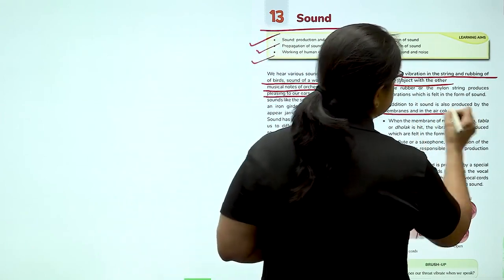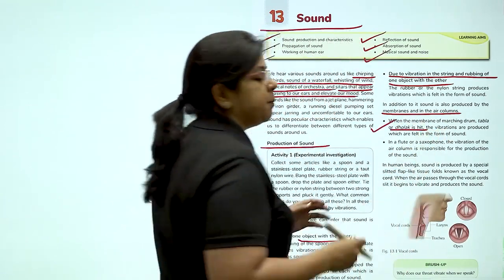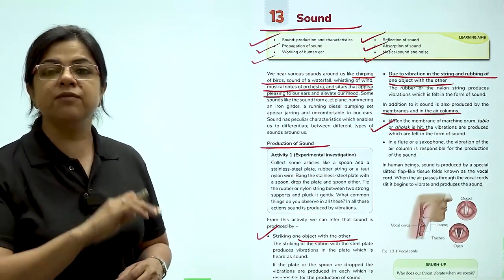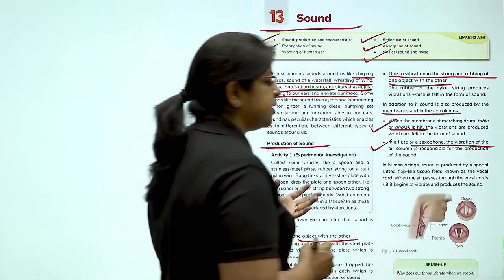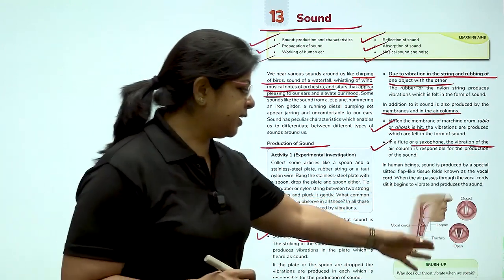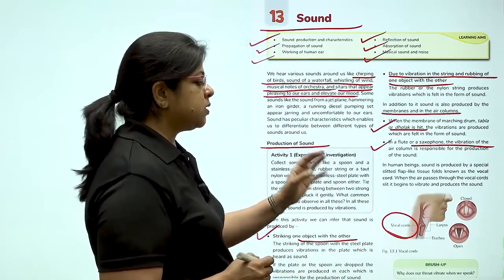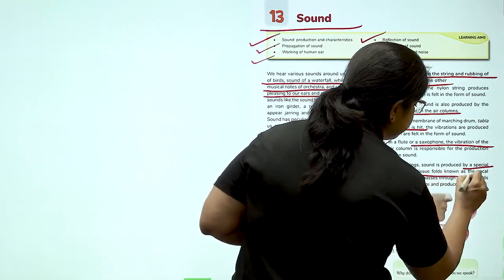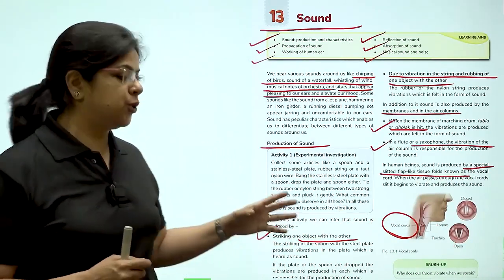So children, sound in addition is also produced by membranes and the air column. For instance, when you beat the drum, when you are doing a march past, or you beat the dholak, that membrane vibrates and produces a sound. In a flute or a saxophone, the vibrations of the air column is responsible for also producing sound. And as is evident in this picture, the vocal cords provided in our throats are responsible for producing sound. And this is a special slitted flap-like tissue. What are the vocal cords? They are a flap-like tissue which produce sound.